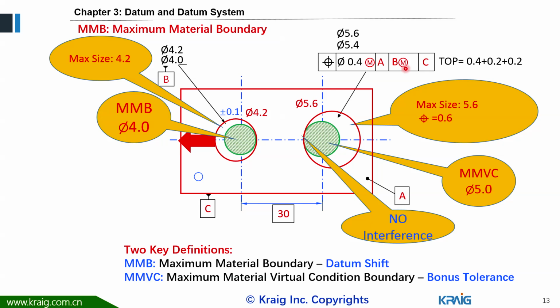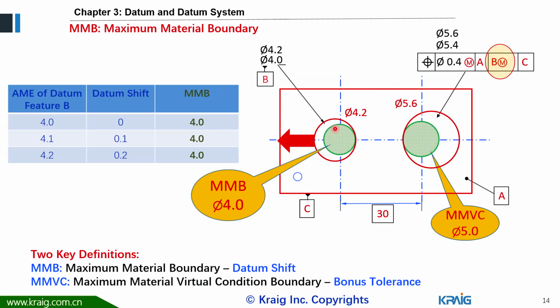Okay. Next, we are going to see here the summary. If the diameter of the datum B becomes 4.0, this is the worst case, then datum shift is 0. And if the diameter becomes bigger, 4.2, then datum shift will become 0.2. Okay, so it's pretty good, right? Looks like it's pretty straightforward to calculate this one.